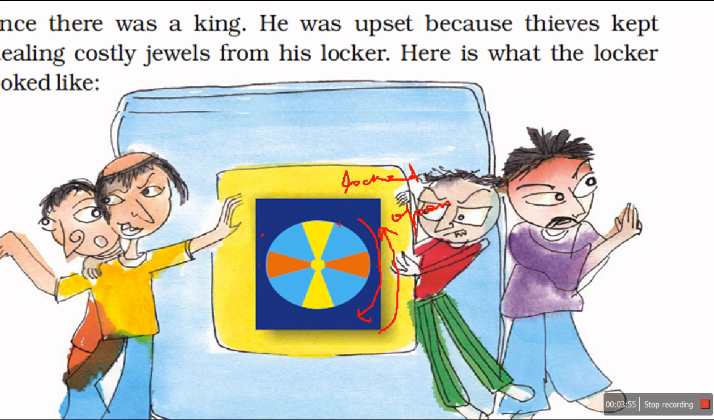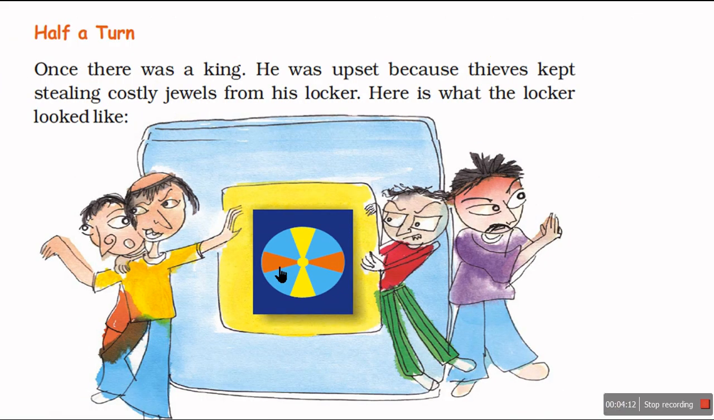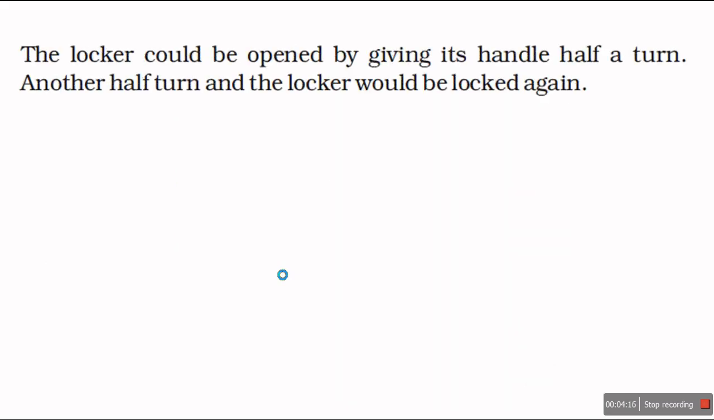We will have to turn half. The image on top comes down and the bottom image comes up. The image on the right comes left, and the left image comes right. So it is not clear whether the lock is open or closed. So the thief stole the costly jewels. The locker could be opened by giving it a half turn. With another half turn, the locker would be locked again.